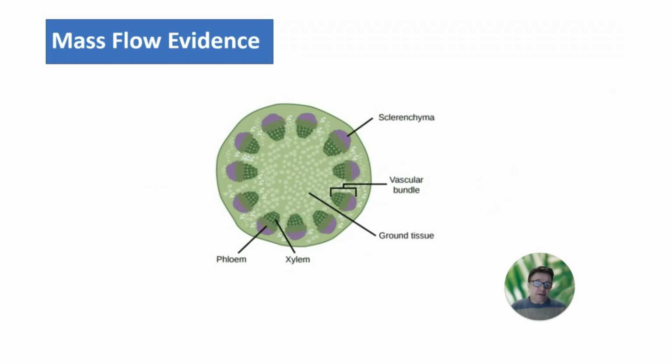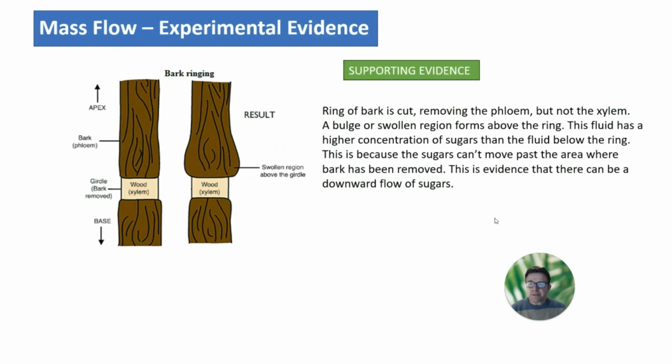I'm going to go through some exam questions as well to help you. So the first thing, let's look through the stem. If we cut the stem, we can actually see the vascular bundles, and the phloem is situated on the outside of the stem and the xylem on the inside. And that's important for certain experiments that we're going to discuss.